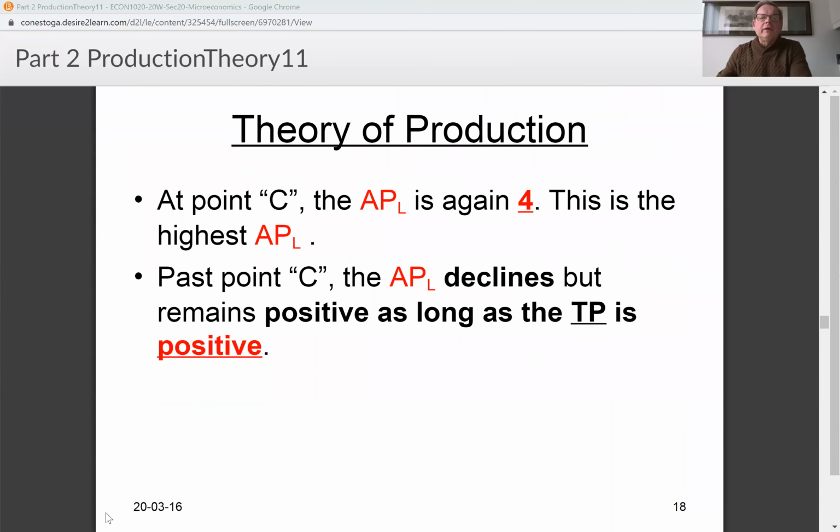At point C, the average product of labor is again 4. This is the highest point on the APL. Past point C, the average product of labor declines, but remains positive as long as the total product is positive.